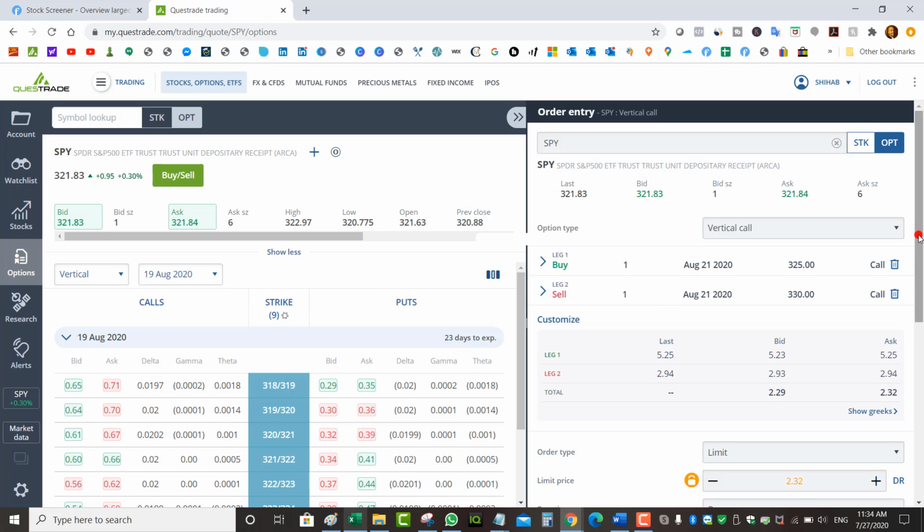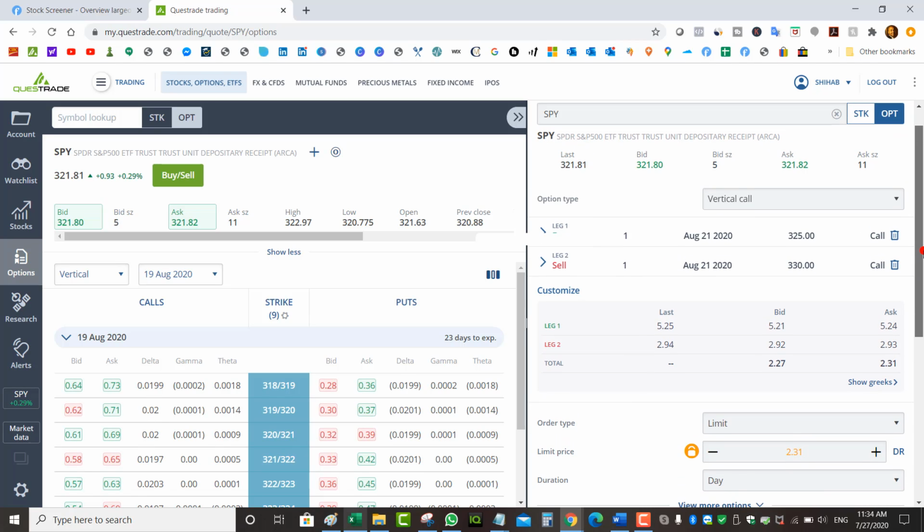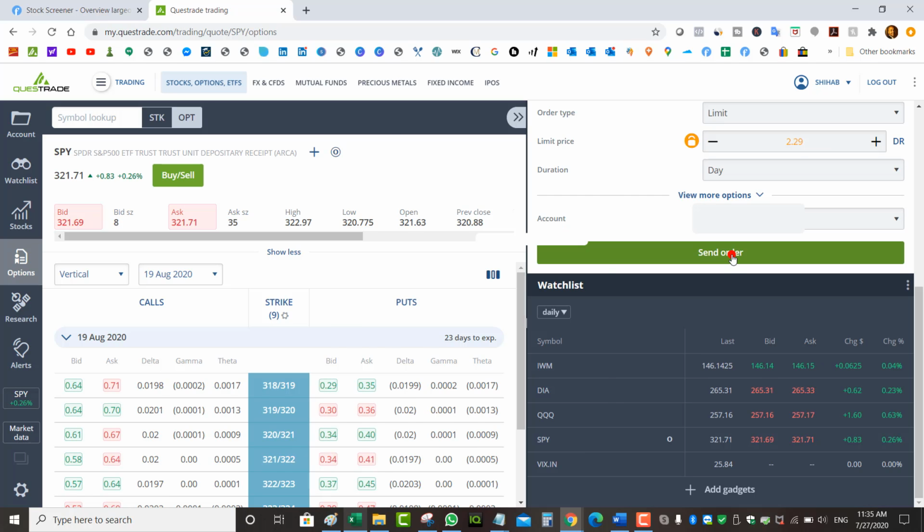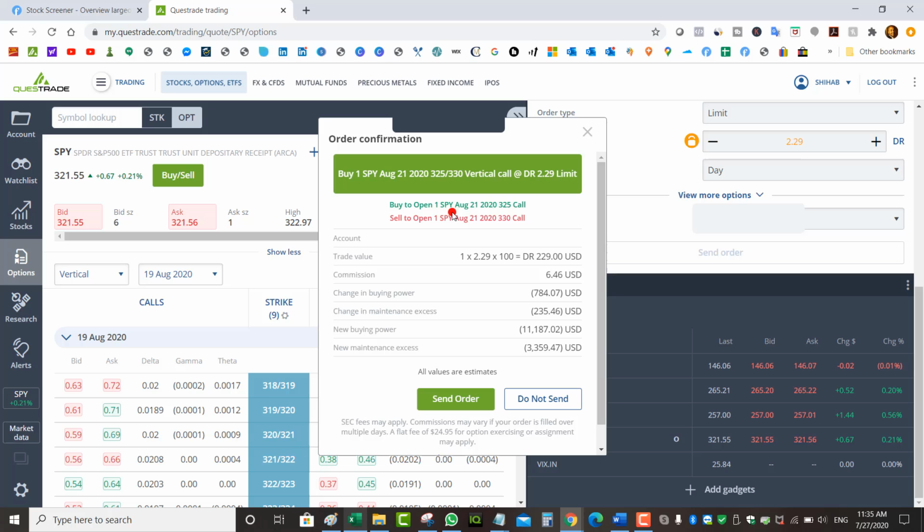So let's say these were the strikes that you wanted to choose. You simply put in your price here that you want to pay. Then you click send order and then you confirm everything. So buy to open the 325 call and sell to open the 330 call. So remember, for a call debit spread, the strike that you buy is the lower strike and the strike that you sell is the higher strike, which makes sense. And then you just click send order.